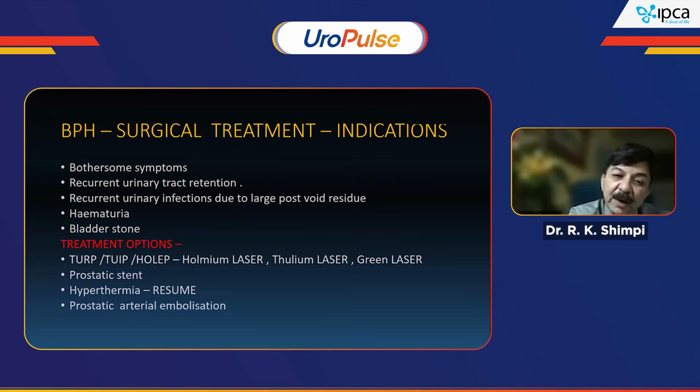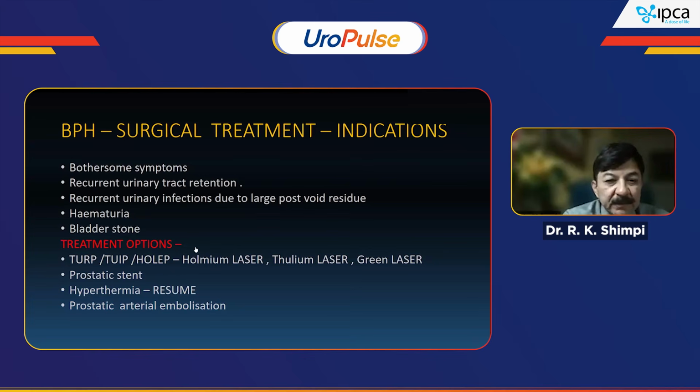Now, those patients who are absolutely not fit for the procedure, we put prostatic stents in the prostatic urethra, or we can go for Rezum and hyperthermia. And nowadays, we can also go for prostatic artery embolization, which does not cause retrograde ejaculation.